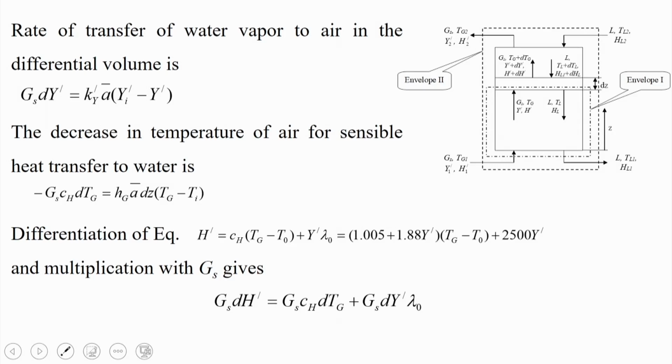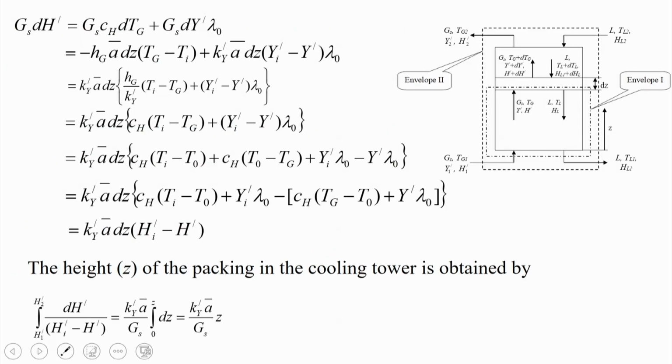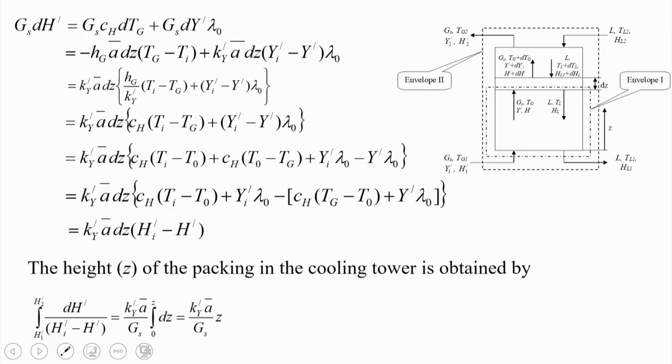Now, we differentiate the equation and multiply with the gas flow rate, which is the dry air flow rate. We get G S into d H prime equal to G S into C H into d T G plus G S into d y prime into lambda 0, by differentiating H prime equal to C H into T G minus T 0 plus y prime into lambda 0.